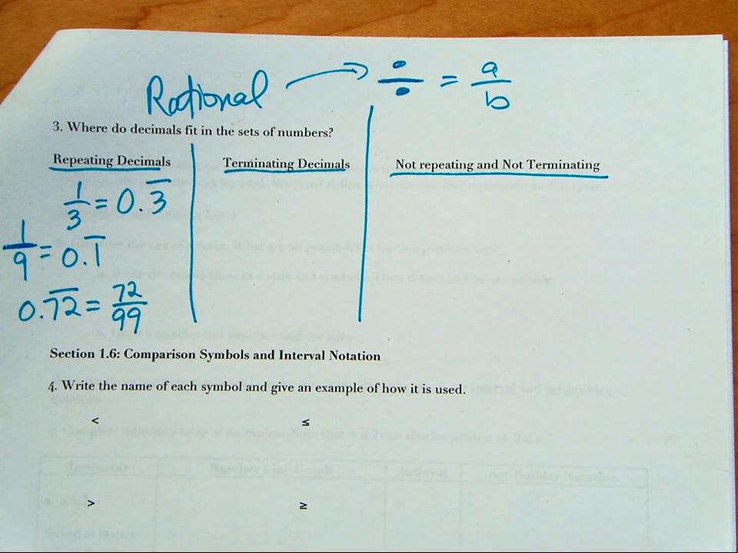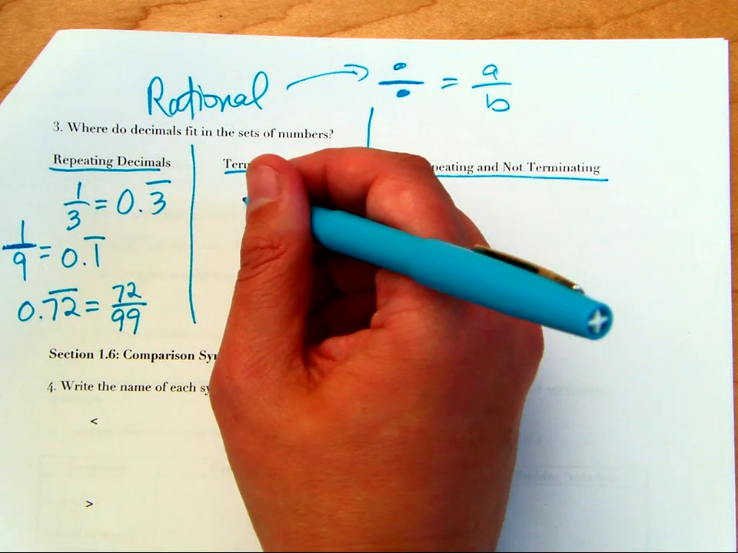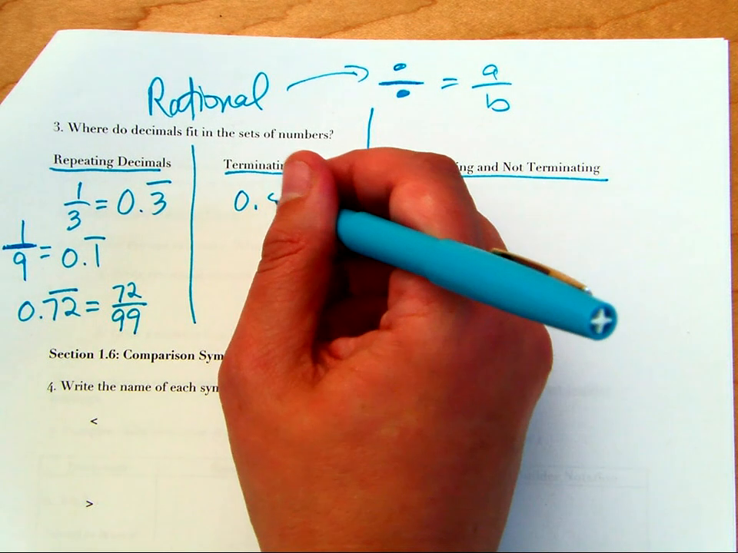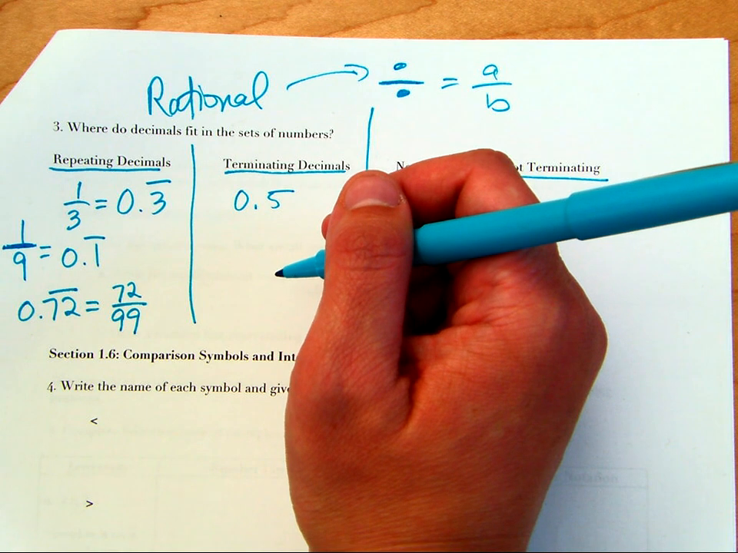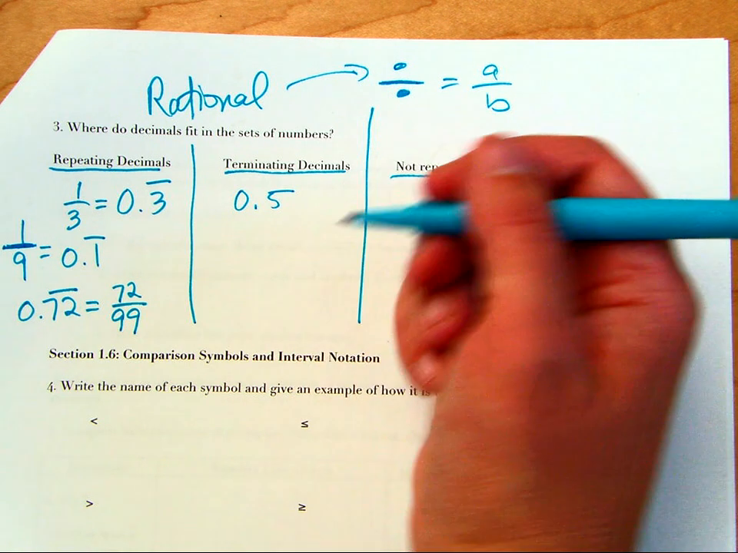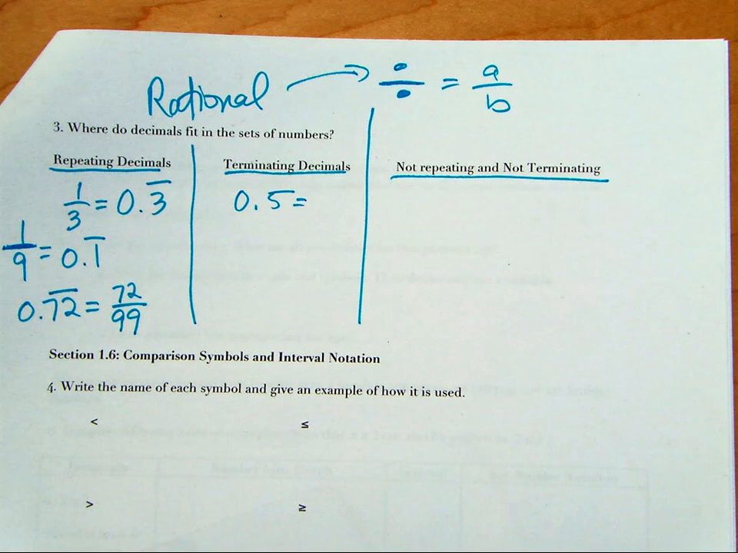Then we have terminating decimals. Terminating decimals, what do terminating decimals do? They end, because the terminator ends your life. So the terminating decimal ends. What is this one equal to? Can you make it into a fraction?